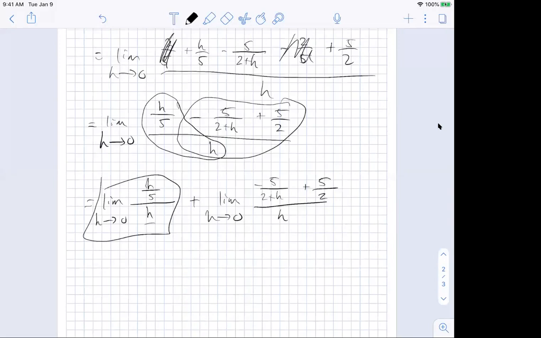Keep in mind that this is exactly this limit as h approaches 0 of 1 over 5, which is just 1 over 5, plus, now in this limit, I need to get a common denominator. The common denominator is just going to be their denominators multiplied together, right? So I'm going to multiply top and bottom here by 2, and top and bottom here by 2 plus h.